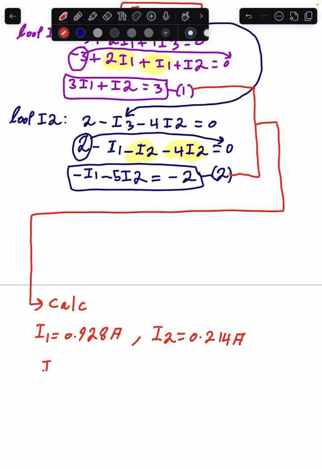and as we know I3 is equal to I1 plus I2. Both are there, and if we add them together we will have 1.142 amps. So this is how to solve using mesh analysis.